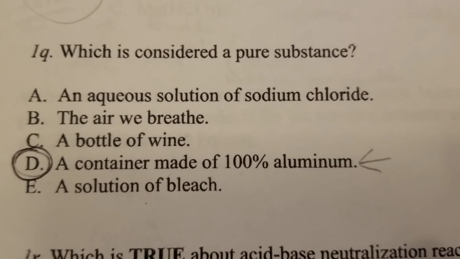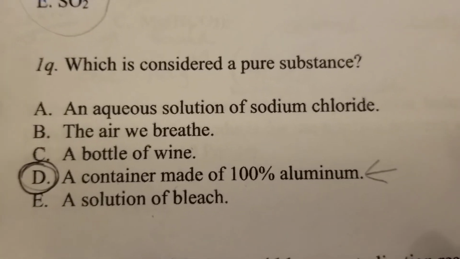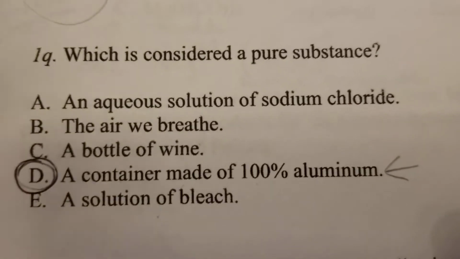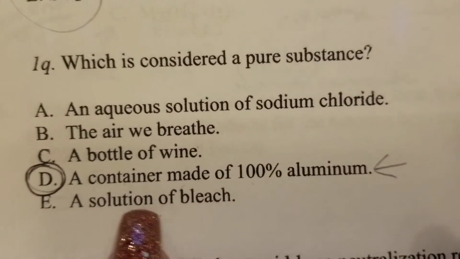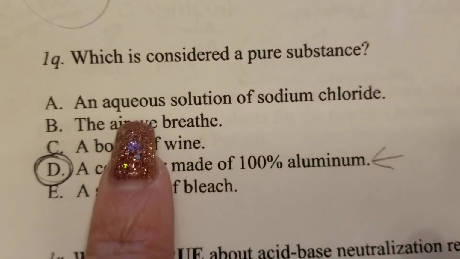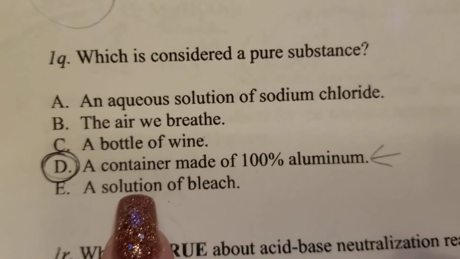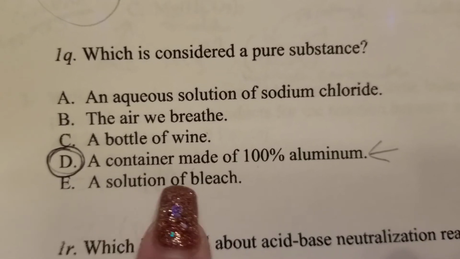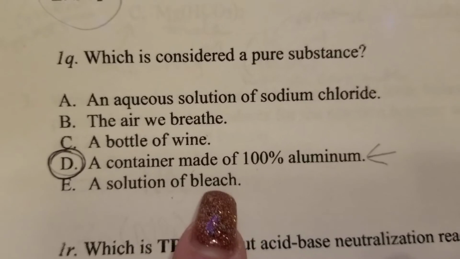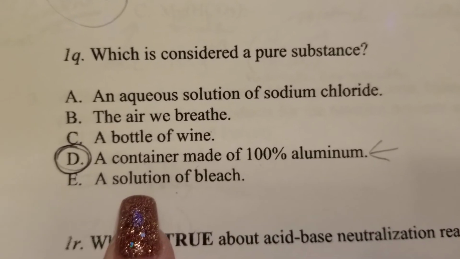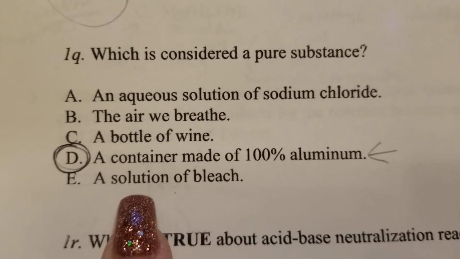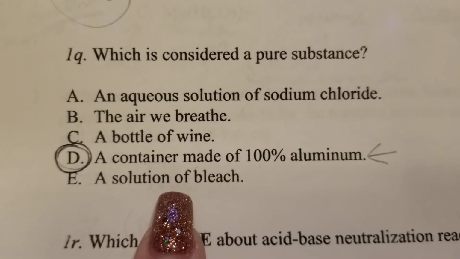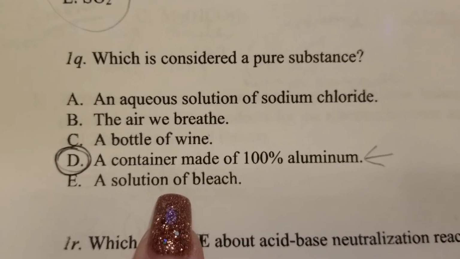I'm going to skip to letter E. Solution of bleach. Again, solution is similar to saying aqueous. Solution means that something is dissolved in something else. So a solution of bleach is chlorine dissolved in water. That's what bleach is. So two or more things together, not a pure substance.